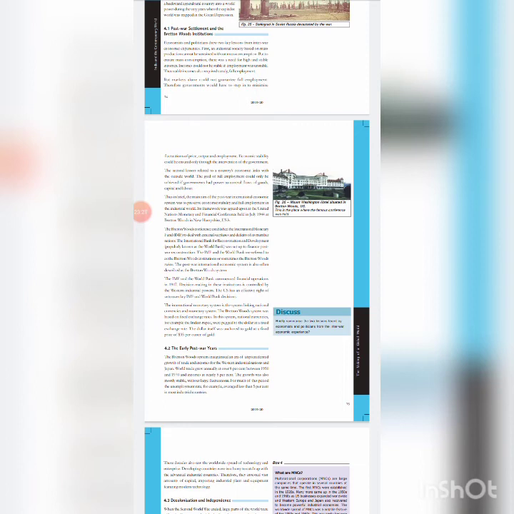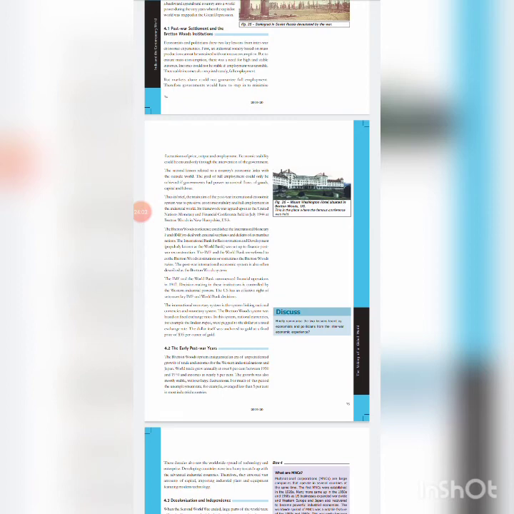The Bretton Woods Conference established the International Monetary Fund to deal with the external surpluses and deficits of its member nations. The International Bank for Reconstruction and Development, popularly known as the World Bank, was set up to finance post-war reconstruction. The IMF and the World Bank recommenced financial operations in 1947.